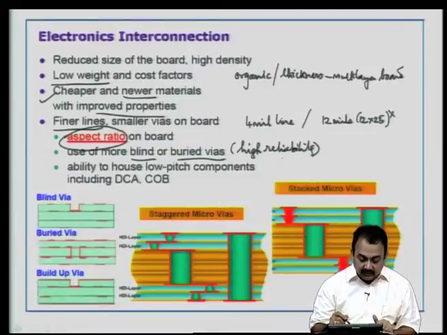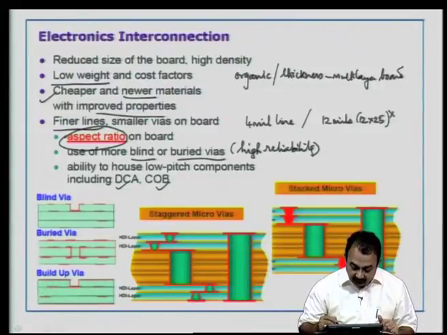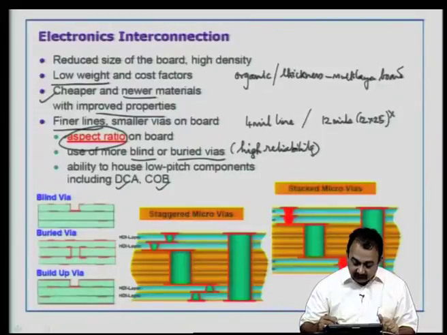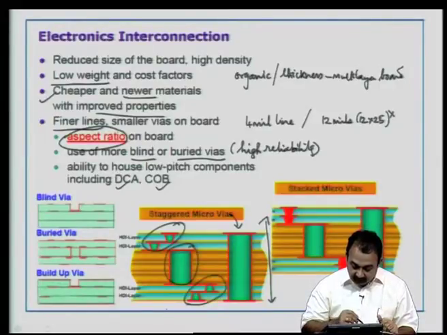And the design should be able to house low pitch components, including direct chip attach, chip on board. If you look at this figure, which we have seen earlier in some other context, this is a cross section of a board, and you can see this is a via, and you can see these are the staggered vias, micro vias. This is a via in the inner core structure. This is again a staggered via.